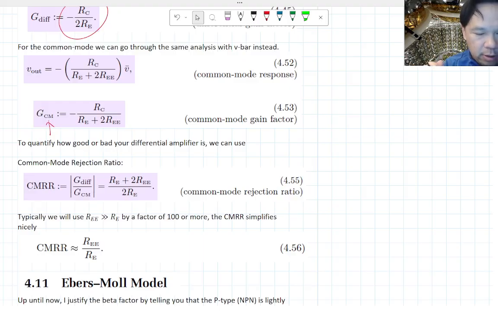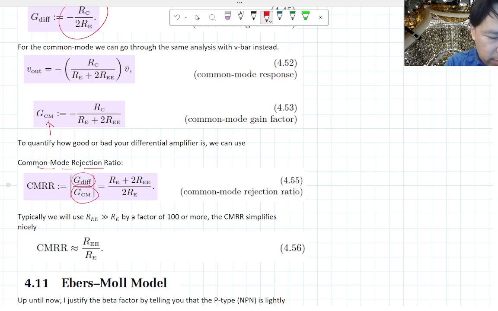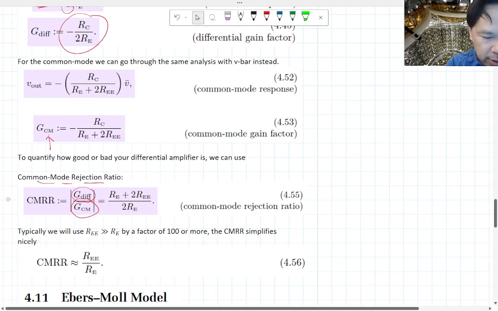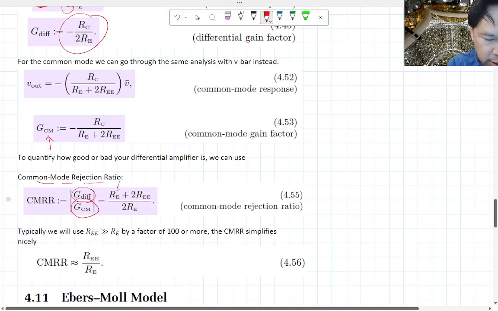Okay. One thing I want to show you guys is how people quantify how good your differential amplifier is. And there's a very simple equation to do that, and that's the cool thing about it. This is known as common mode rejection ratio. It's basically the ratio between the gain of your differential mode divided by the gain of your common mode. If we plug that in there, the factor of RC actually disappears, and what you end up with is the common mode rejection ratio is actually RE plus 2 times R double E divided by 2 regular RE.